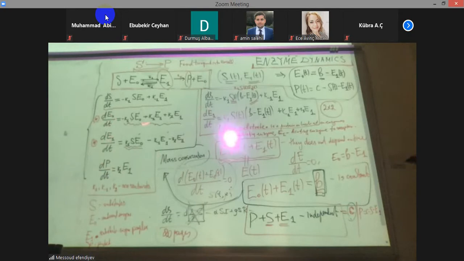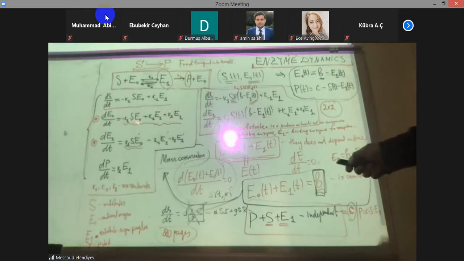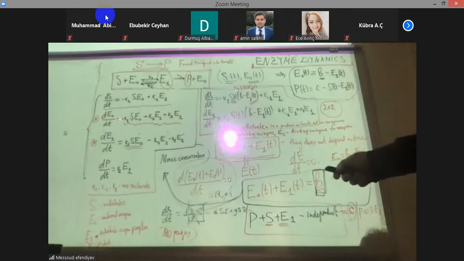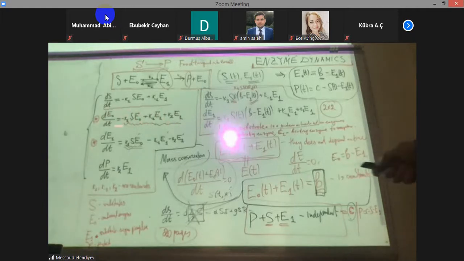But as I said, if you know S and E1, which obey this equation, I will explain again why S and E1 obey this equation. If you know S and E1, you are looking at this equation, and you know S, you know E1, and then you have one linear equation for E0, because you know S, you know E1, and this is the equation for E0. This known, then only E0 remains, which obeys a very simple first order ODE, and again by integrating you can solve this equation.